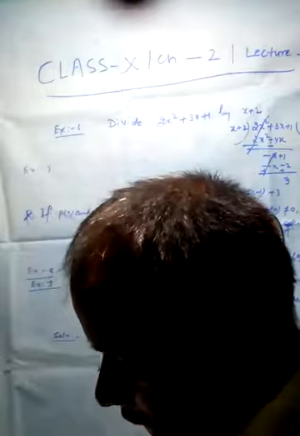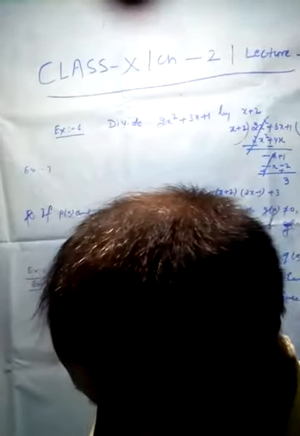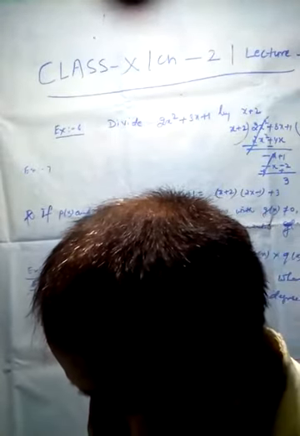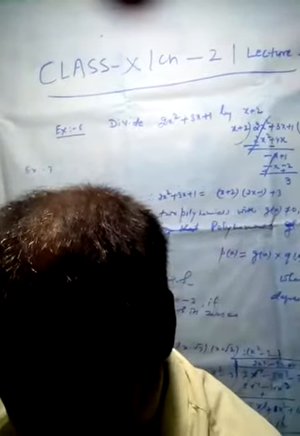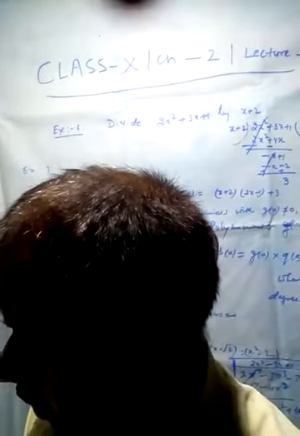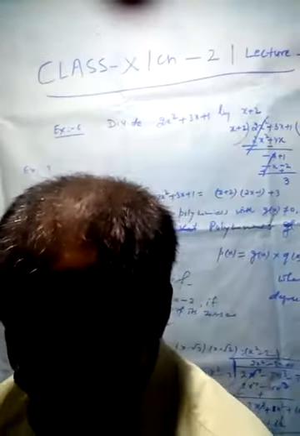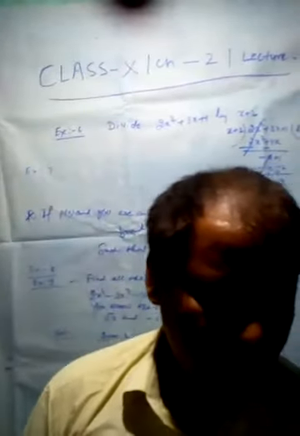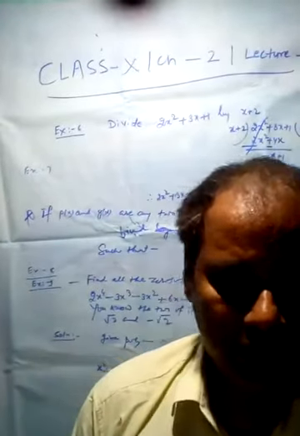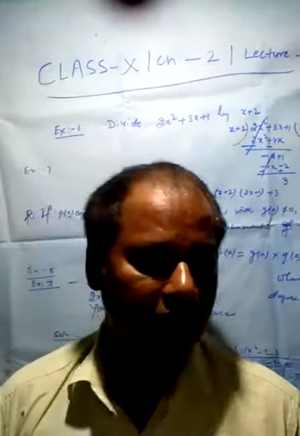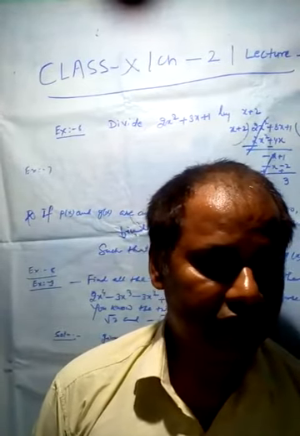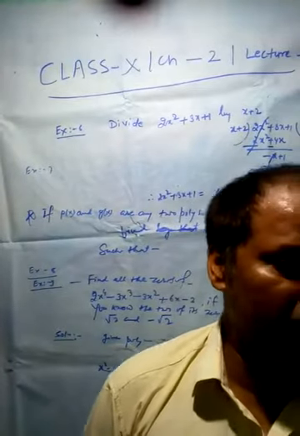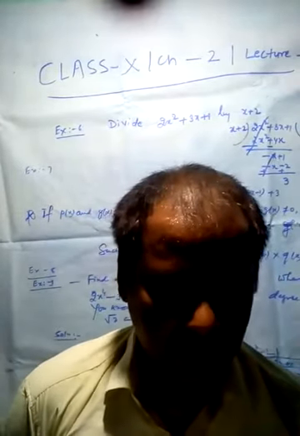Now example number 8. Divide 3x² − x³ − 3x + 5 by x − 1 − x² and verify the division algorithm. Solution. Note that the given polynomials are not in standard form. To carry out division, we first write both the dividend and the divisor in descending order of their degrees. So the dividend is −x³ + 3x² − 3x + 5 and the divisor is −x² + x − 1.